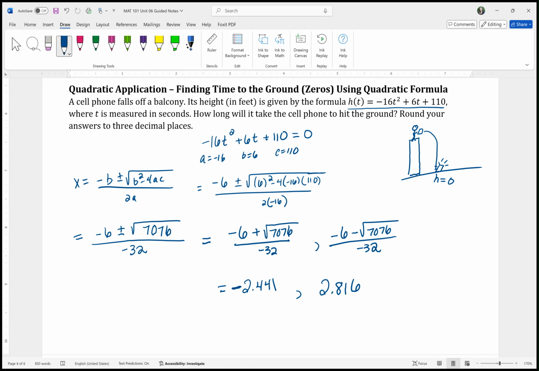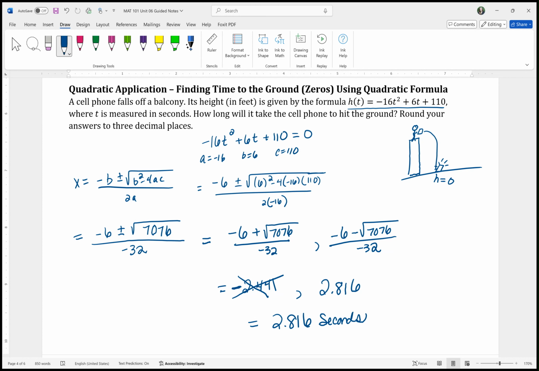We are dealing with a cell phone that falls off the balcony, and we are asked how long it will take the cell phone to hit the ground. So we are dealing in time. Can time be negative? Not that we know at this point. Maybe we will figure that out in the future. But we can't go back in time. So this negative answer is not the answer, and our actual answer is 2.816 seconds. We want the positive answer there.